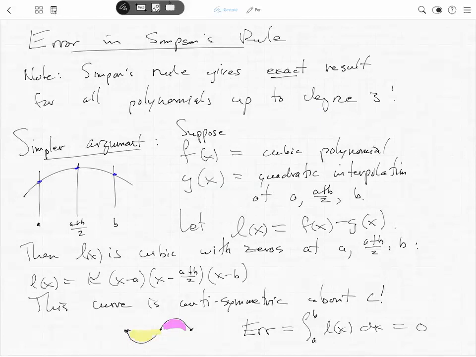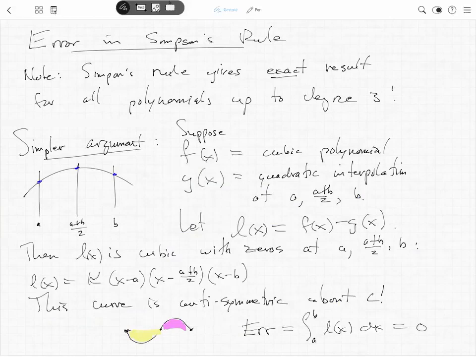Let's suppose that f is some cubic polynomial, right? So f is some cubic polynomial, and we're going to want to integrate f from a to b over here. Right? So we want to integrate this cubic polynomial from a to b. Well, what I'm going to do is sample f at 3 points, at a, at b, and also at the midpoint, a plus b over 2. Right? So I'll take these 3 sample points, and I'll use those to form a quadratic interpolation of f. So g is going to stand for the quadratic interpolation of f at those 3 points.